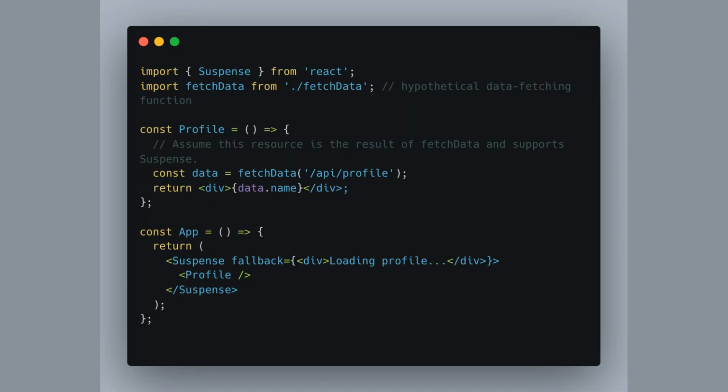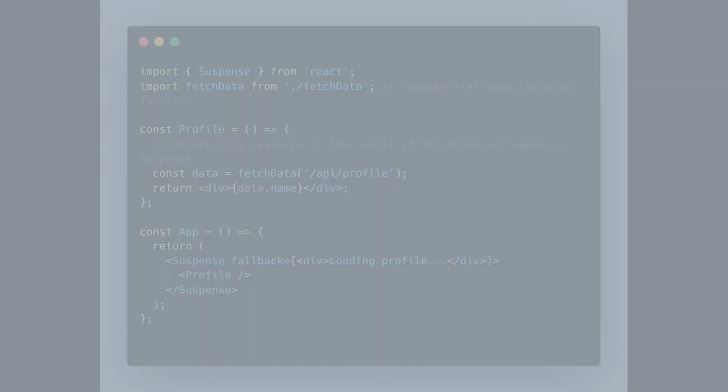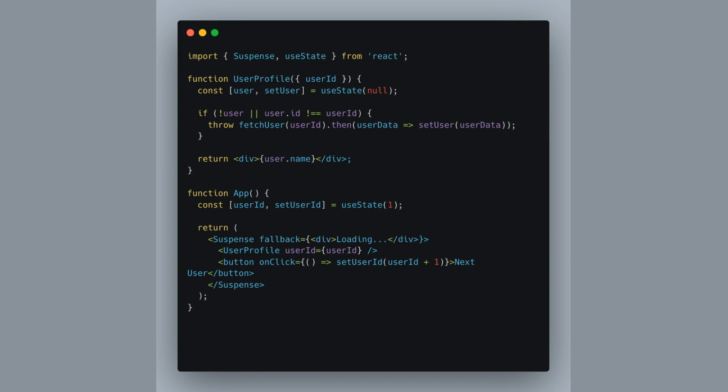Here's how Suspense works with data fetching in React. Imagine you have a function that fetches user data, like fetchData. With Suspense, you can display a fallback, like a loading message, while waiting for the data. Check this out. You call fetchData in your component, and then Suspense holds up the rendering until that data arrives. So, instead of getting a blank page, you see "loading profile" until the profile component gets the data and renders it. Pretty smooth, right?